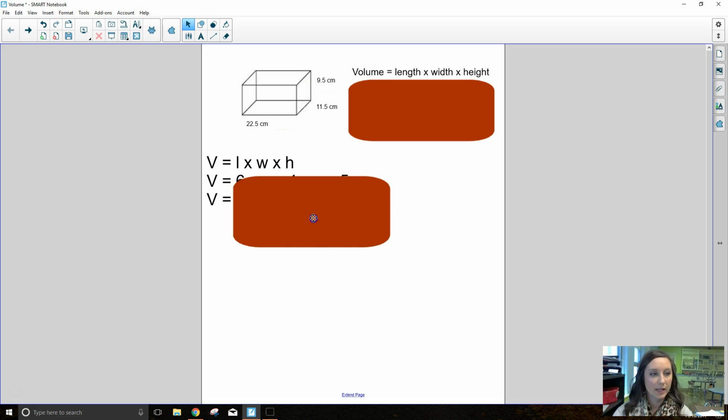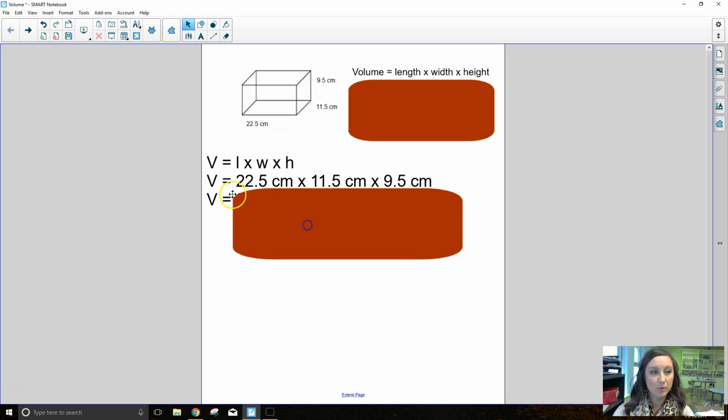What I would do is I would put my formula first, and then I would actually fill in my numbers. So we said our length is actually 22.5 centimeters. Then our width, that's my second number that I'm filling in, was 11.5. And then my height was 9.5. Honestly, you can put these numbers in any order, because we know when we multiply, it doesn't matter what order we multiply in, we're still going to get the same number. So 2 times 3 is 6, just like 3 times 2 is 6. I just like to stay organized with myself and know what was considered length, width, and height. So I have those 3 numbers, and that's my second step of my formula that I would write down.